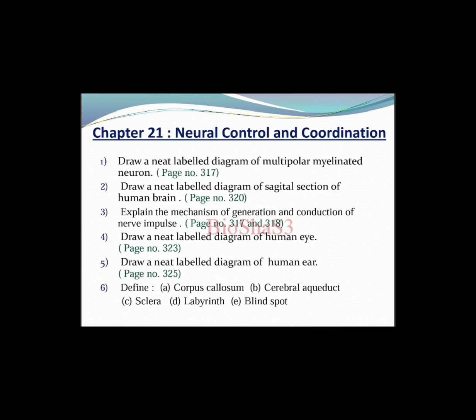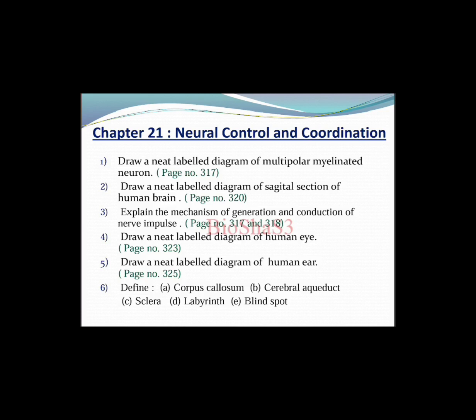Then explain the mechanism of generation and conduction of nerve impulse. So how the nerve impulse is generated and how it is conducted, you have to explain. Then draw a neat labelled diagram of human eye. Draw a neat labelled diagram of human ear. Again this is one of the diagrams which you have already studied from your high school.